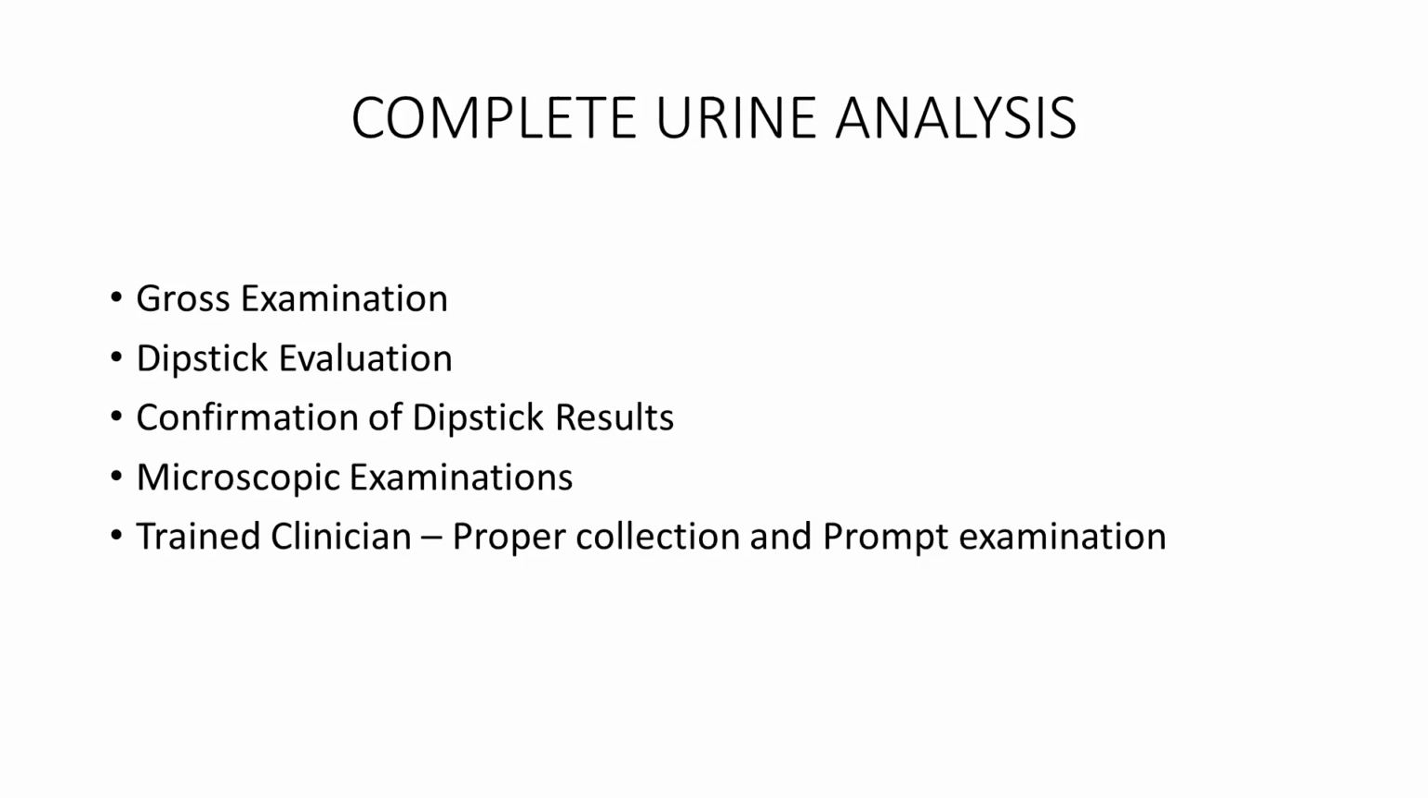How do we perform urine analysis? Either by gross examination or dipstick evaluation. The dipstick method is only a sort of screening test. If there is some abnormality in the dipstick, then we have to confirm it by other biochemical methods. And then microscopic examination, which is not performed by dipstick. Every dipstick result needs to be confirmed with microscopic examination. For this, we need a trained clinician, proper collection, and prompt examination of the urine.